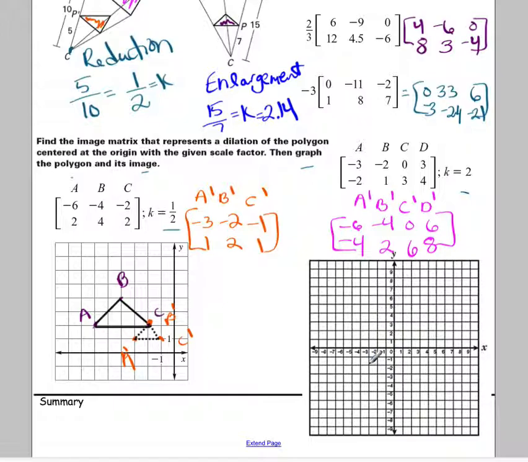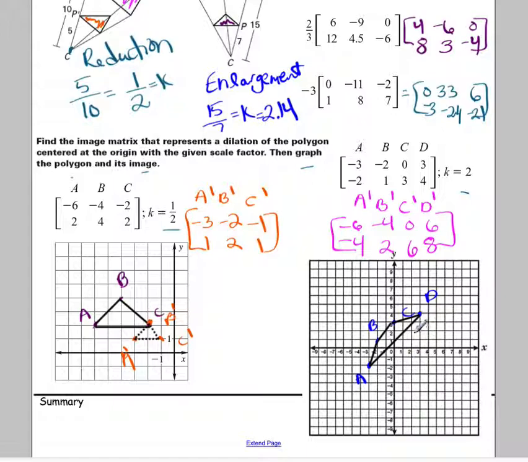So -3, -2 is A, -2, 1 is B, 0, 3 is C, and then 3, 4 is D. Looks weird. Let's connect it and see. Looks like a very skinny trapezoid.